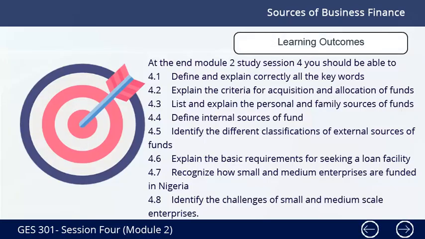Learning outcomes. At the end of this Module 2, Study Session 4, you should be able to define and explain correctly all the keywords. Explain the criteria for acquisition and allocation of funds. List and explain the personal and family sources of funds. Define internal sources of funds. Identify the different classifications of external sources of funds.